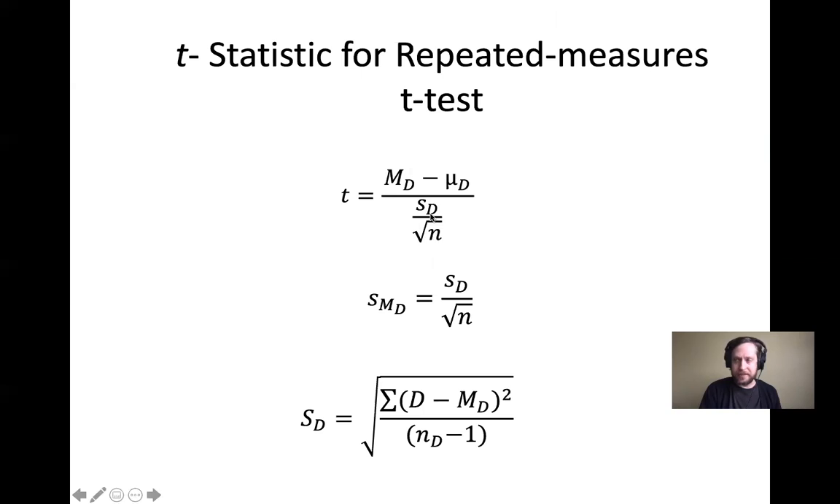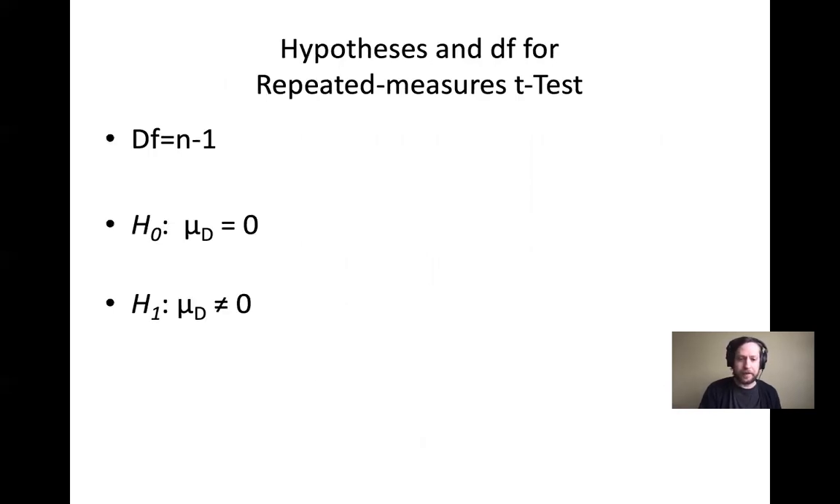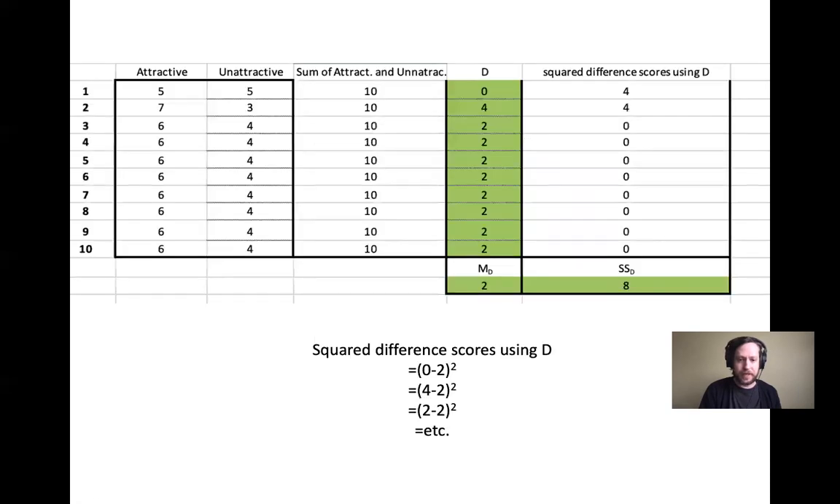So this is, once again, the sample standard deviation of the difference score, which uses this formula right here. We're going to take each d that we've already calculated minus that m sub d, 2, square them, add all 10 of them up, divide by n minus 1, which will be 9 because 10 minus 1 equals 9, and then take the square root of that number, and that gives you our sample standard deviation.